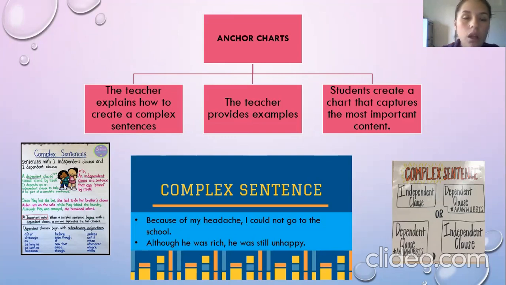Now, on the other hand, when students have an active role in creating an anchor chart, they engage in the learning process because they have the opportunity to share their thinking, observations. Anchor charts are an excellent tool to activate students' thinking and motivate more students' input.